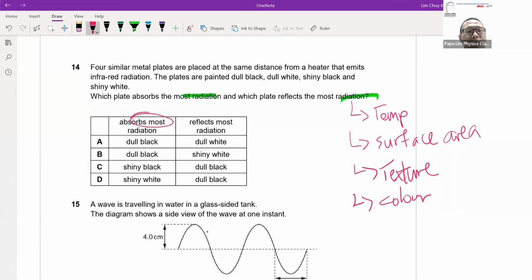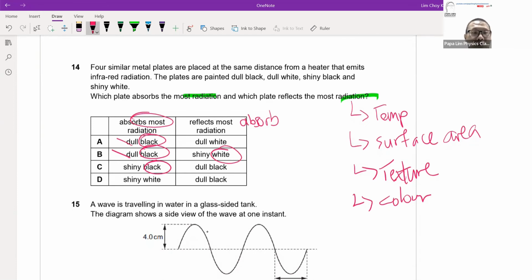For radiation, when objects absorb the most radiation, we know black is definitely the best absorber. For the best absorber, the texture has to be dull, and the area has to be big. To reflect the most means to absorb the least, so it's basically a poor absorber. For a poor absorber, the color will be white, the texture definitely has to be shiny, and the surface area has to be small.